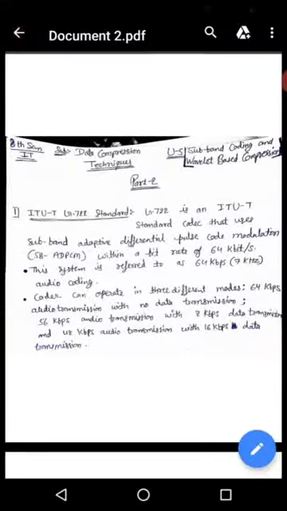Firstly, we will see about ITU-T. ITU-T is an International Telecommunication Union standard for audio compression and decompression that is used in digital transmission systems and used for coding of analog signal into digital signal.